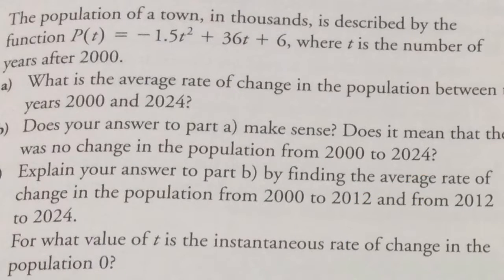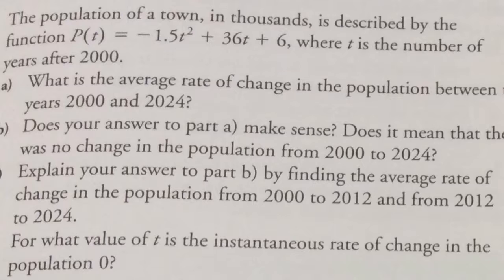So question 7, page 87. The population of a town in thousands is described by the function p of t is equal to negative 1.5t squared plus 36t plus 6, where t is the number of years after 2000. So question A asks, what is the average rate of change in the population between the years 2000 and 2024?